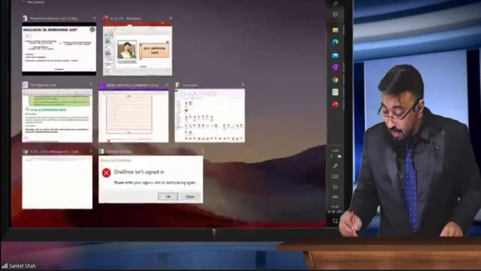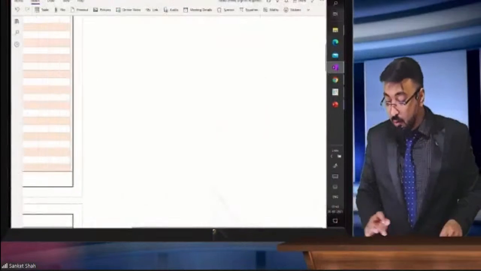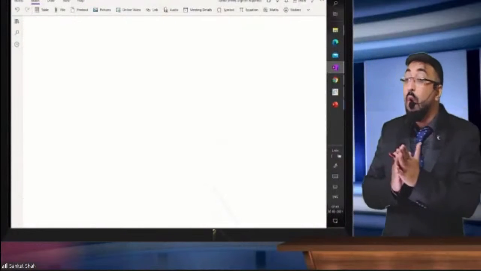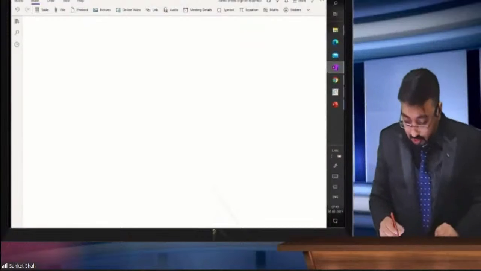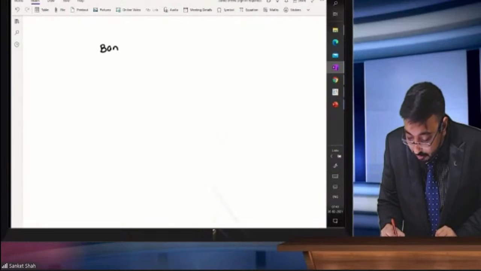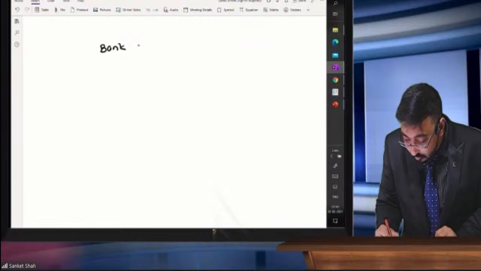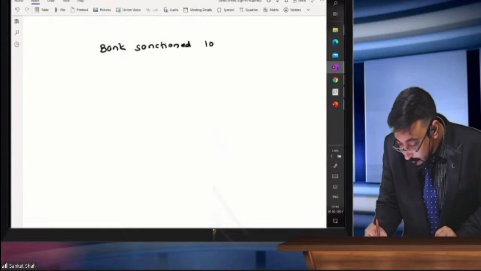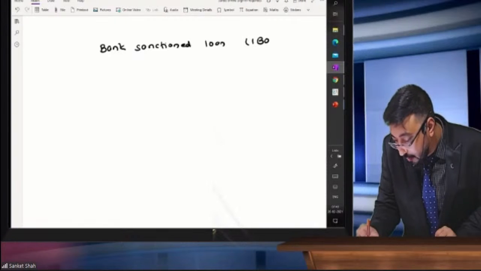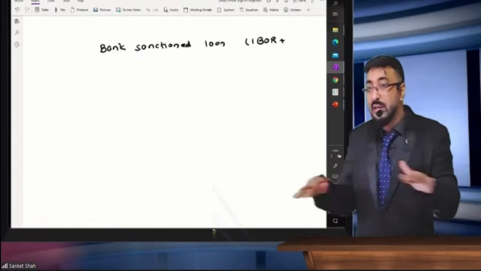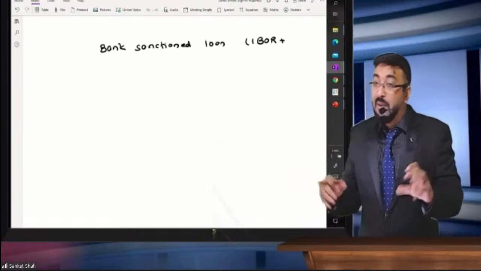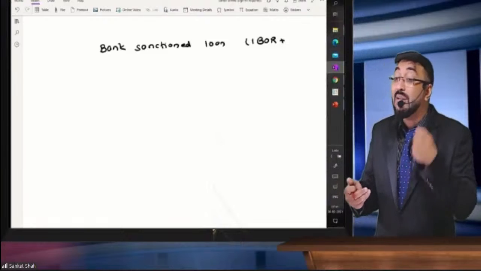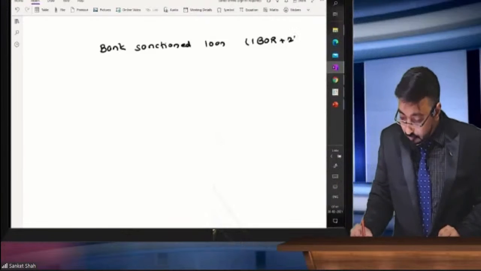So some students are telling me after the exam, sir, it was out of syllabus question. Beta, out of syllabus is not there. You have to apply your own mind. What is given in the question? Okay, bank has given you loan, sanction loan at LIBOR. LIBOR is like base rate. You can say it as a base rate. Plus bank has their margin. They will take 2% extra from you.